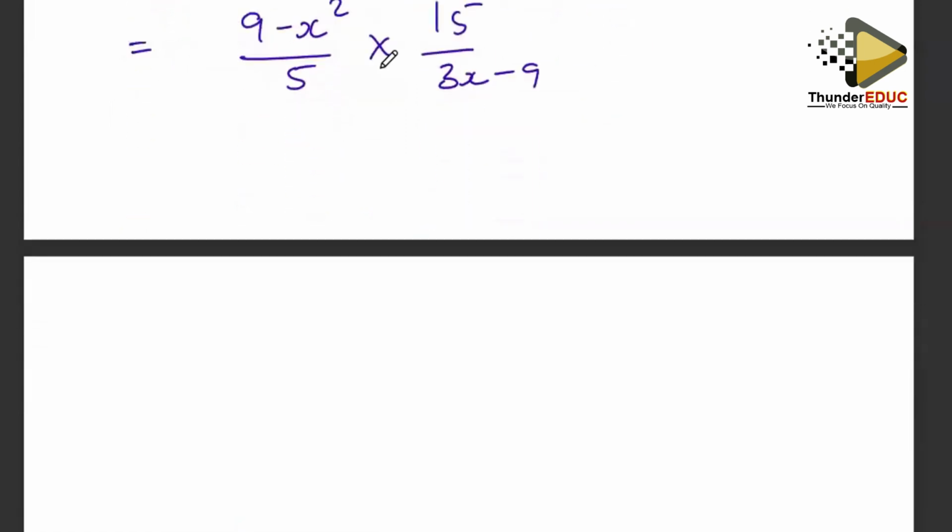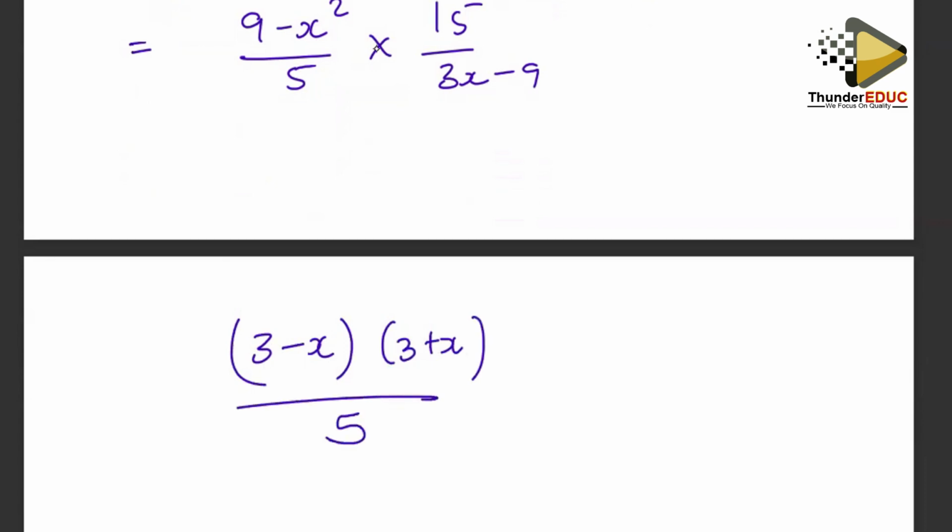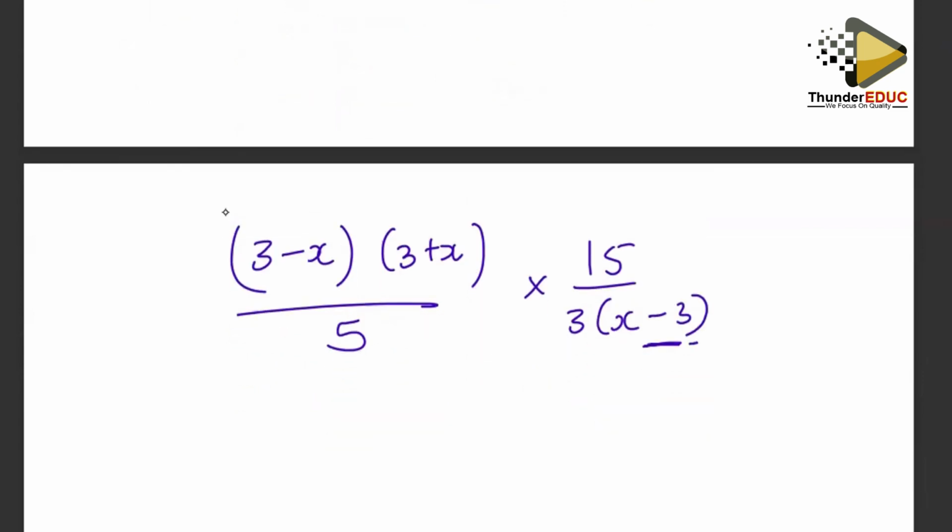Okay, then let's do the factorization. This is a difference of two squares, so it's going to be 3 minus x and then 3 plus x, all over 5, multiplied by 15 over what's common, a 3 into x minus 3. What I notice is that this x minus 3 and this 3 minus x share something in common. It's just a negative sign.